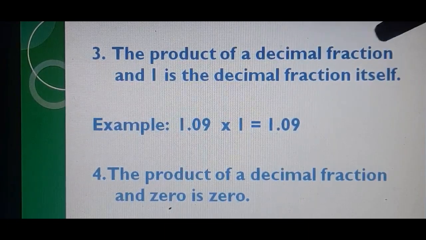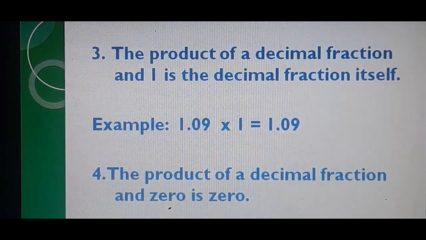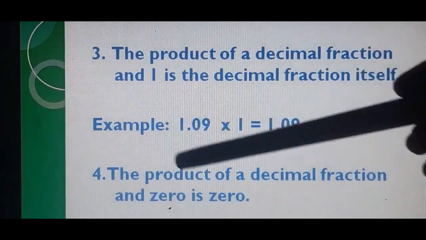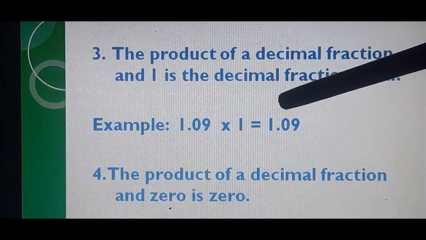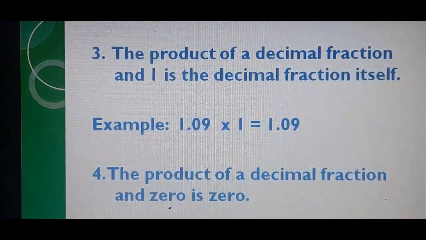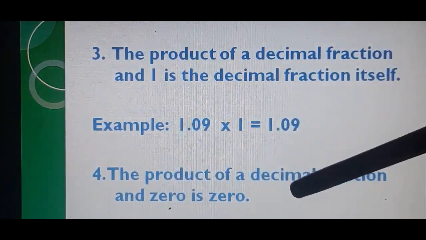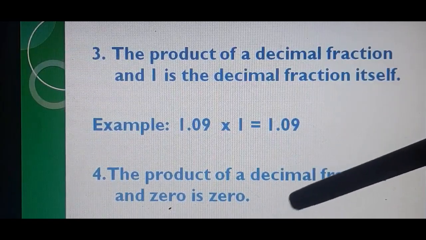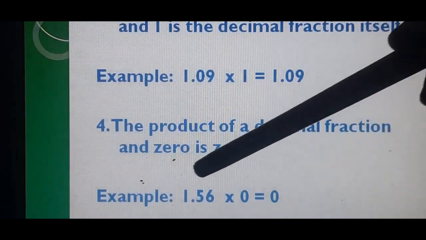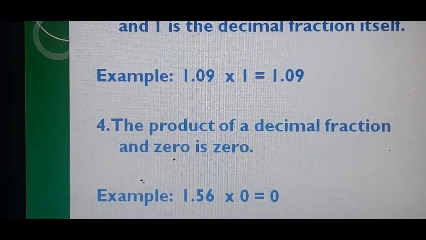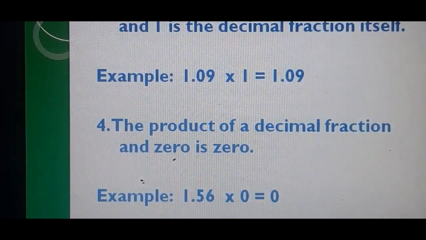The product of a decimal fraction and 1 is the decimal fraction itself. Means when a decimal fraction is multiplied by 1, we will get the number itself. 1.09 multiplied by 1 is equal to 1.09. Number 4, the product of a decimal fraction and 0 is 0. When a decimal fraction is multiplied by 0, result is always 0. How? Look here. 1.56 multiplied by 0 is equal to 0. And a decimal fraction multiplied by 0 will give the answer 0.